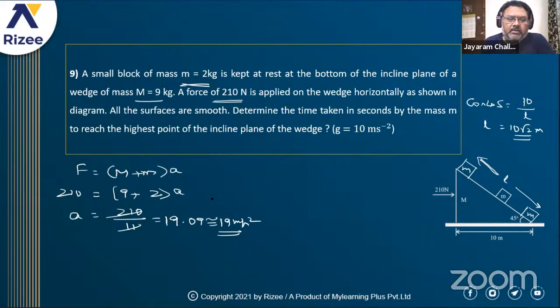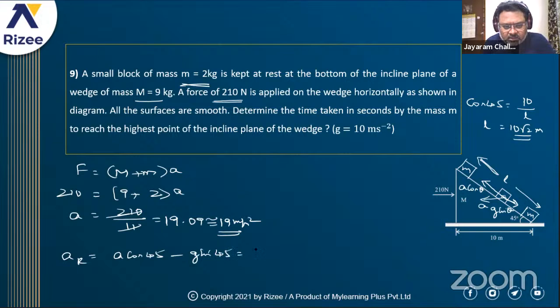So now acceleration we have got. Now this acceleration, the small m feels the same acceleration in the opposite direction. Taking it in the upward direction, it is a cos theta in the upward sense. In the downward direction, the component is g sine theta, pulling it downward. In that sense, your resultant acceleration will be equal to a cos 45 in the upward direction minus g sine 45 in the downward direction.